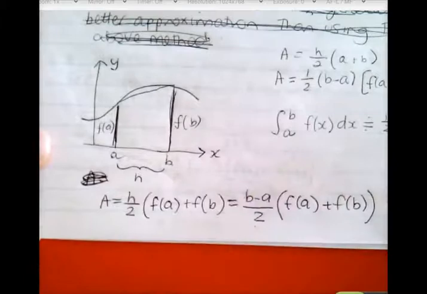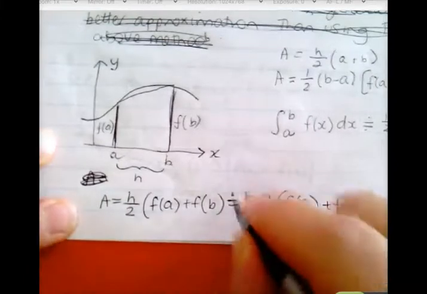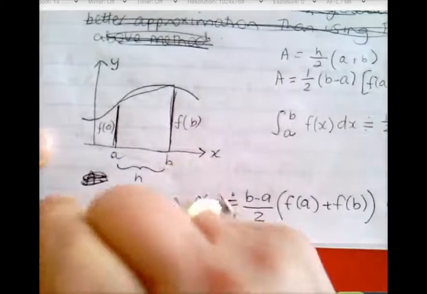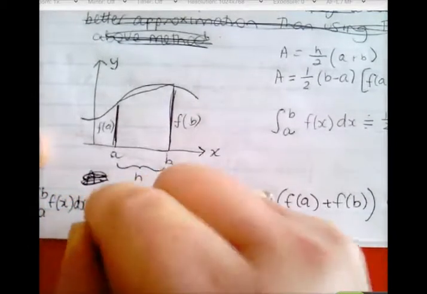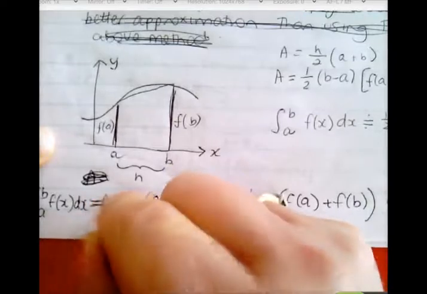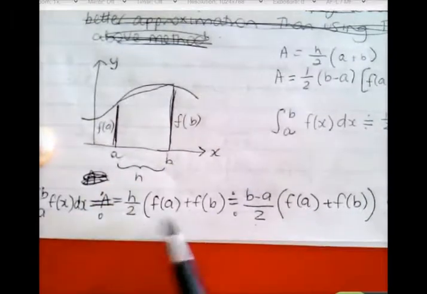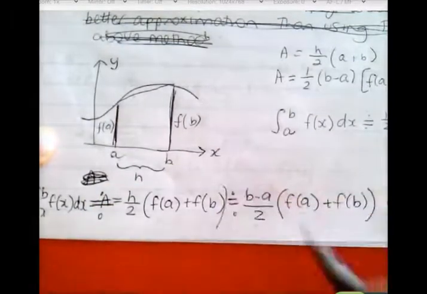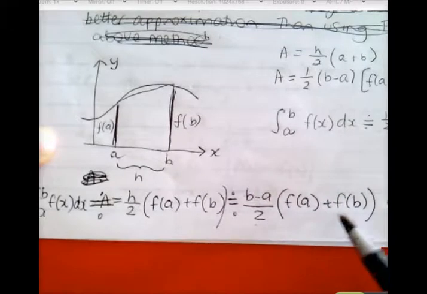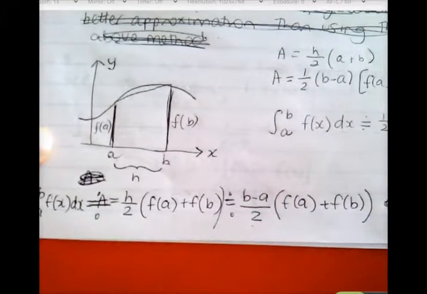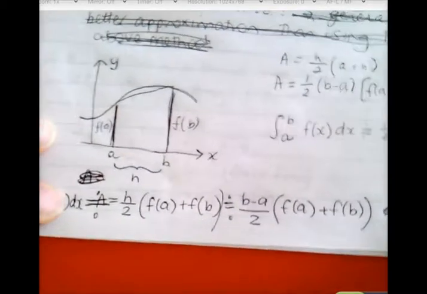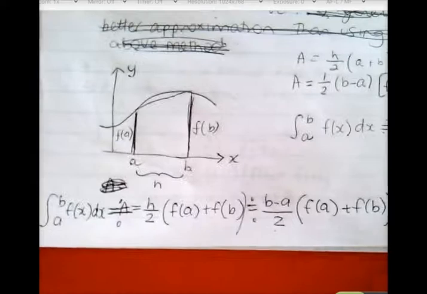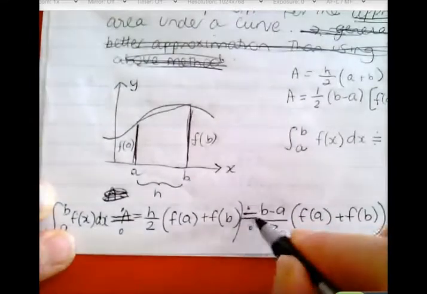So the area, and I'm going to put approximately, your integral. The integral from a to b of function of x dx is approximately equal to h on 2, function of a plus function of b, which is b minus a on 2, function of a plus function of b. You can also see it written as half, bracket, b minus a, but okay? So this is an approximation. Notice I've got the approximate symbol, this.